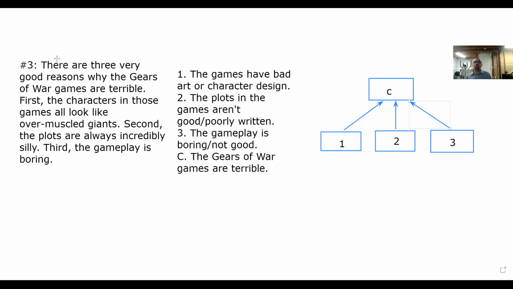And almost always when you see a numbered list like this, like here are the 3 reasons why something is true, you're being given 3 distinct reasons. They are all each going to stand alone. Each of them is going to be its own claim. And so if it turns out that you don't think that the gameplay is actually bad in the Gears of War games, you still have 2 other claims for why the games are bad that you would have to refute in order to refute the overall argument.